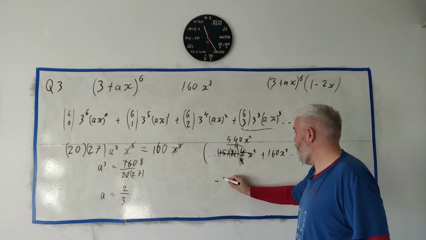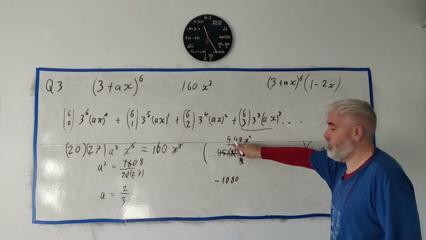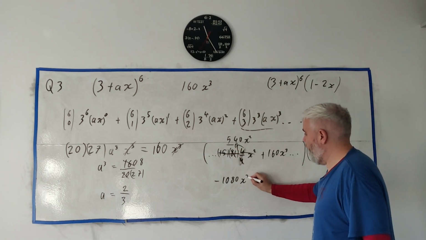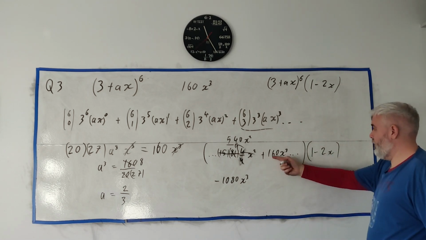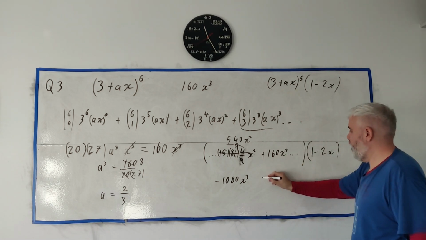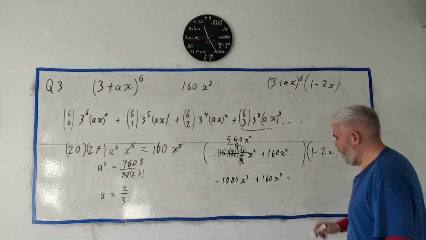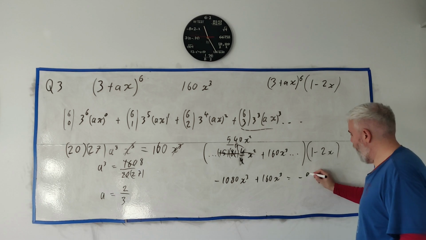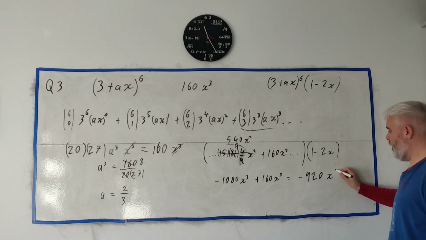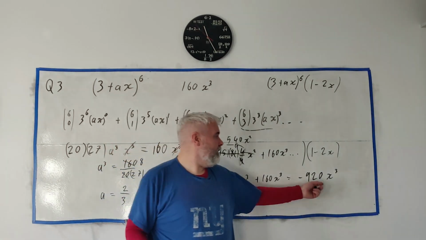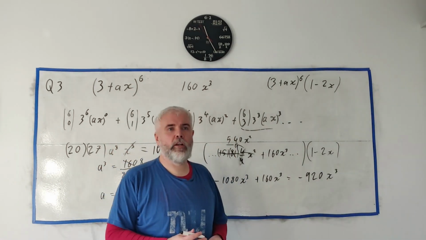And that comes out as minus 1080, that's 540 times the minus 2, x cubed. And then these two I also care about. That comes out as 160 x cubed. And you put that together, you get minus 920 x cubed. And that's what they were looking for. The minus 920 specifically is what they were looking for.